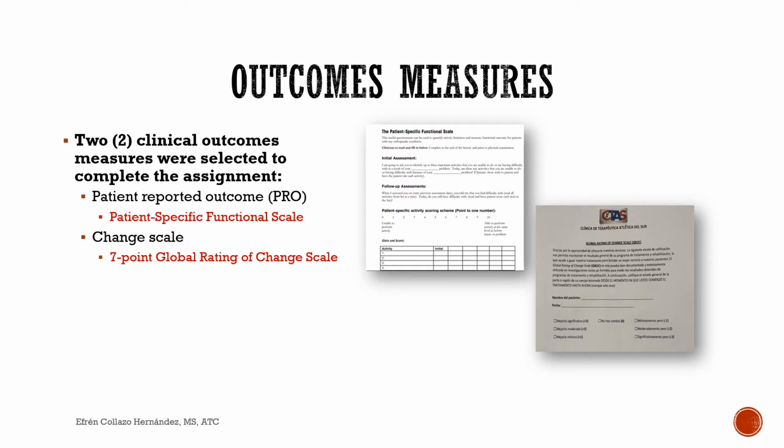And then there was the 7-point Global Rating of Change scale. I didn't find any scale on the internet. So basically what I did was I wrote the instructions in Spanish, and I created the GROC scale specifically for the clinic. So they have the 7 points, and they are translated to Spanish, but they have the same meaning, in which we have plus 3 to minus 3 to measure all the levels of this outcome measure.